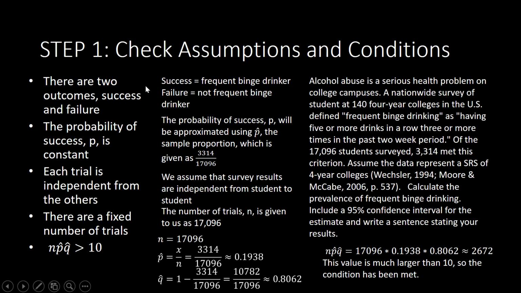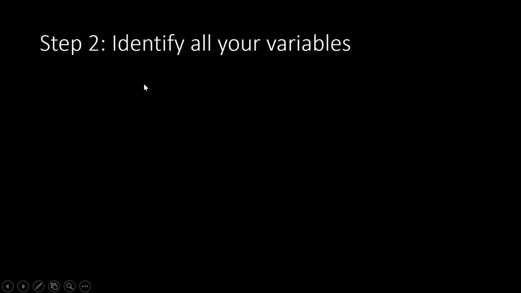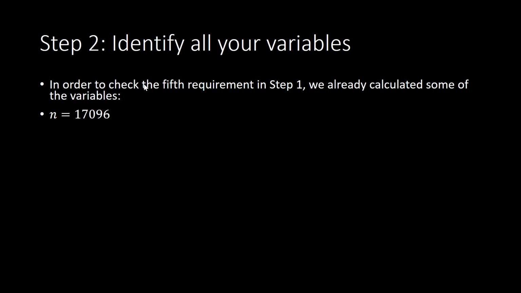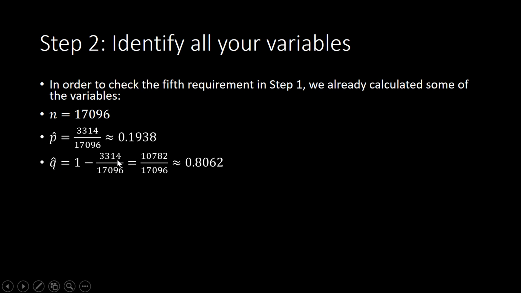Now that we've completed step 1, we can move on to step 2. In step 2, we have to identify all of our variables. Fortunately, we've already identified some of our variables in the previous step. We know that our sample size n is 17,096. We know that our p hat, or our sample proportion, is about 0.1938, and we also know that q hat, 1 minus p hat, is about 0.8062.